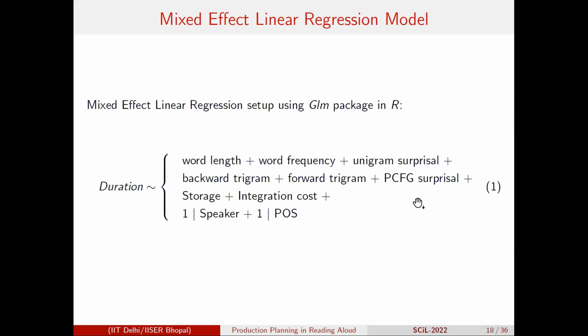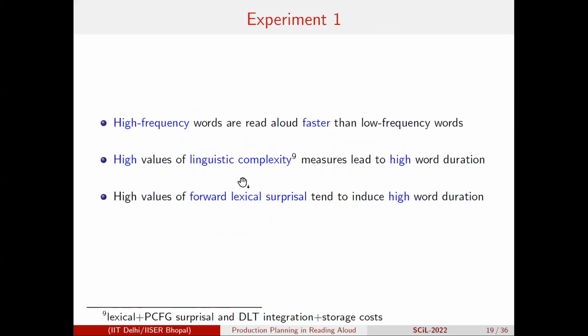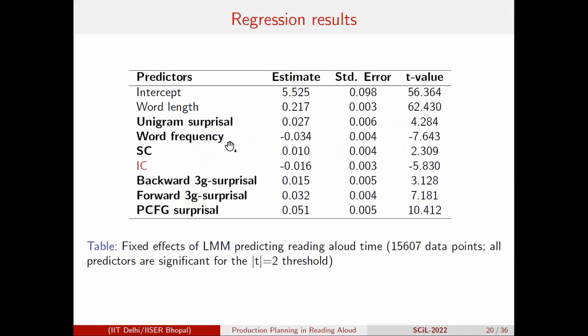So now, having estimated all the independent variables, we set up a mixed effect linear regression model to predict the word duration. Here we also control for the random effects such as speakers and parts of speech tags. And now we investigate these various hypotheses that we stated at the outset. And here is the regression result to predict the reading time or the word durations.